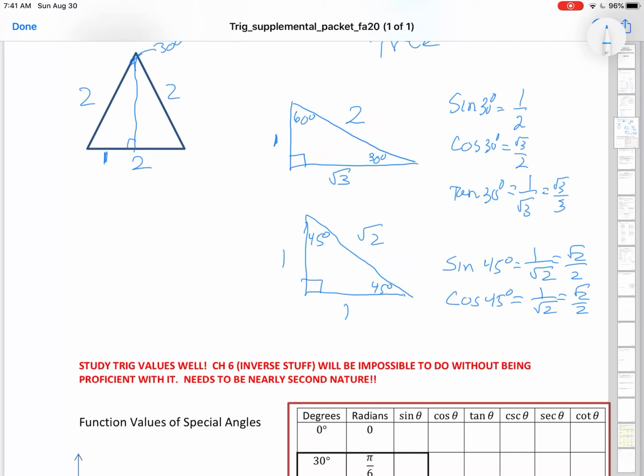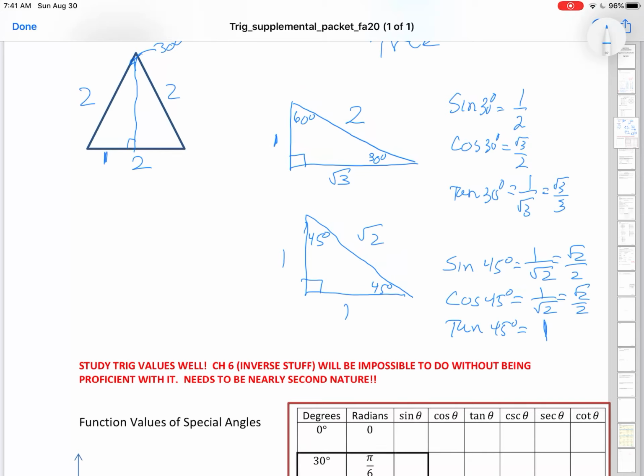So at 45 degrees, the sine and cosine equal one another. That should make a lot of sense because if you look at 90 minus 45, you get the exact same 45. And then tangent of 45 degrees is equal to opposite over adjacent, which is 1.